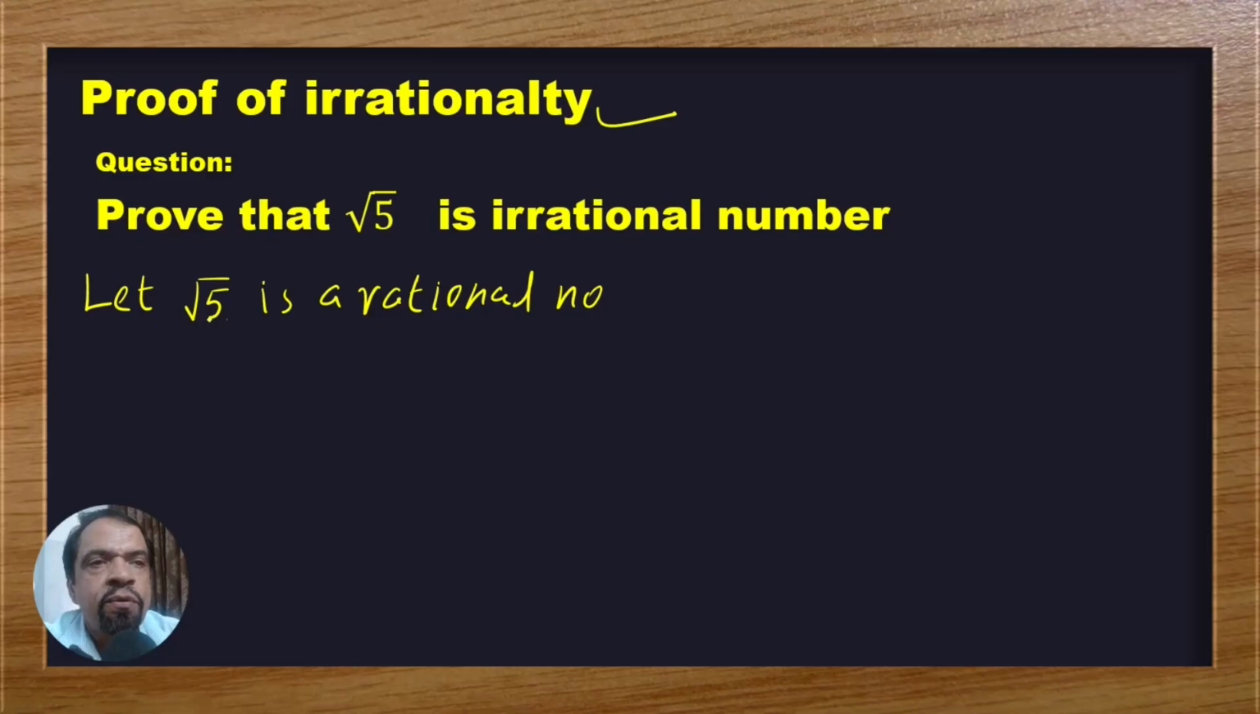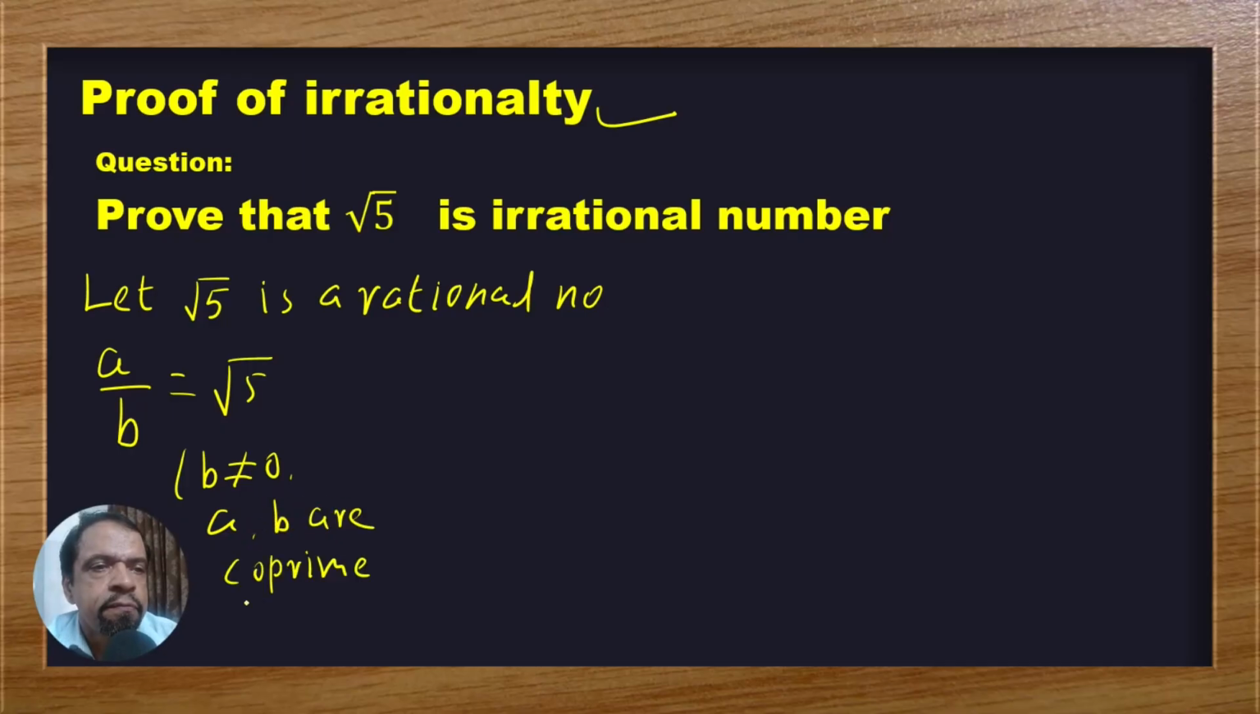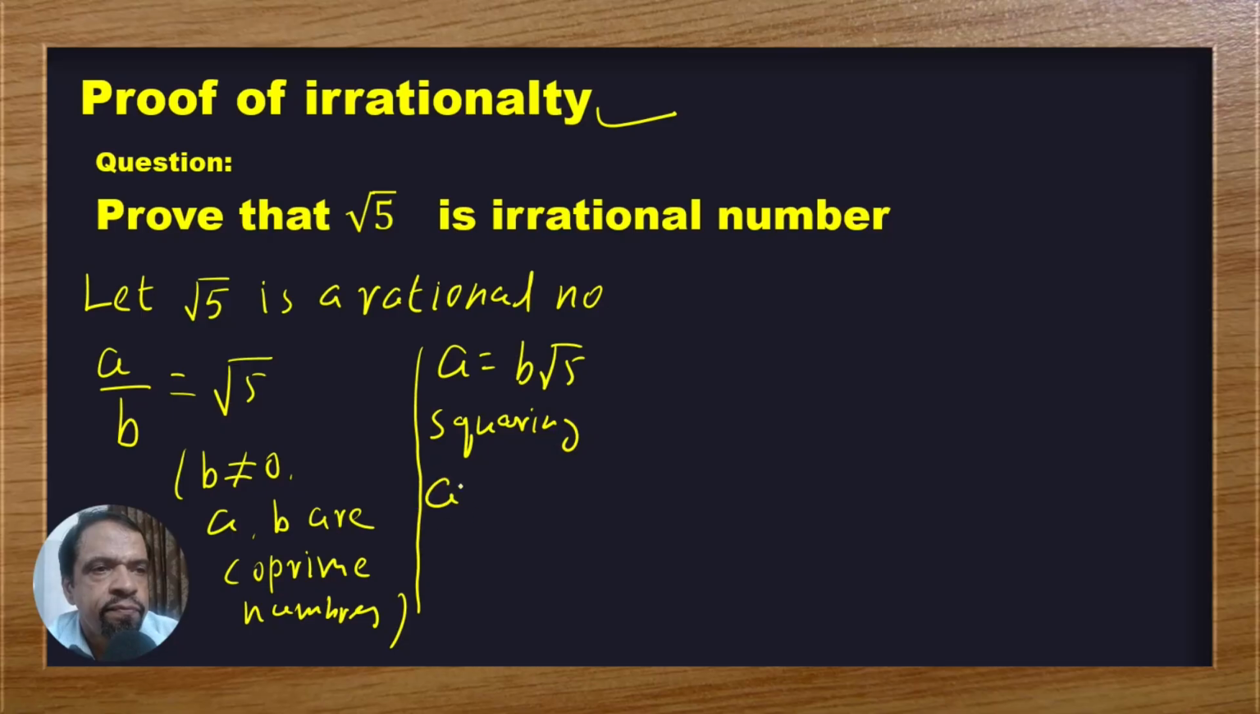Let us suppose that root 5 is a rational number. We use here the contradiction method. Rational number means we can represent it by a upon b, and we mention here b is not equal to 0 and a and b are co-prime numbers. Now cross multiply, a is equal to b root 5, and squaring both sides, a square is equal to 5b square.